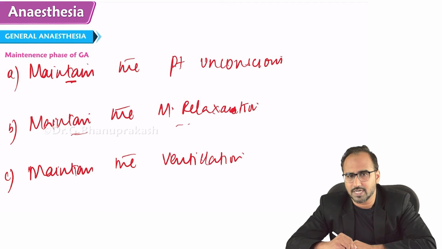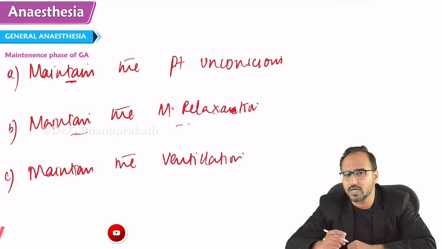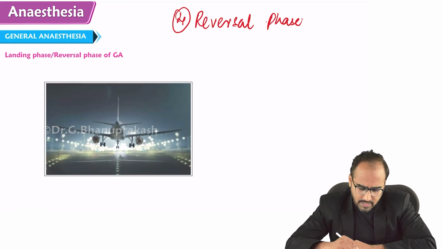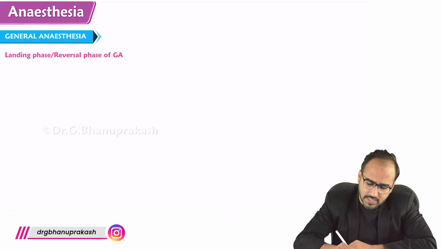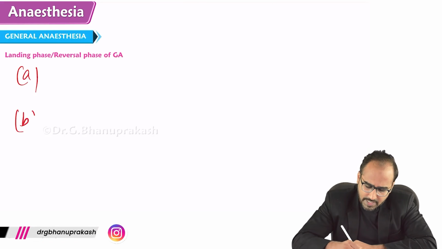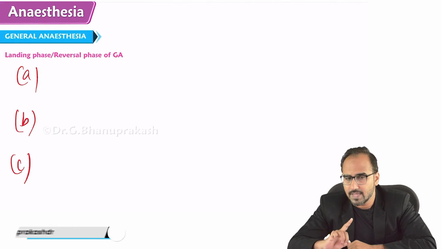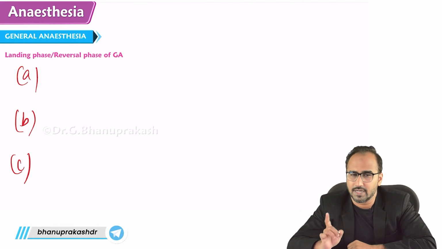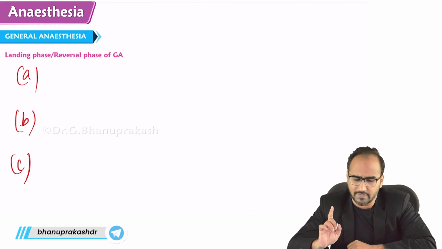What is the last phase of general anesthesia? The last phase of general anesthesia is called as reversal or recovery phase. Okay? Or in the flight or airplane, we call it as what? It is called as a landing phase. Right? So, the last phase is reversal or recovery phase. In the reversal phase, what is your aims? You have again three aims. Again, guys, in the induction phase what was the aim? Make the patient unconscious, make the muscles relax, intubate and ventilate. In maintenance phase, maintain the patient unconscious, maintain muscle relaxation and maintain ventilation.